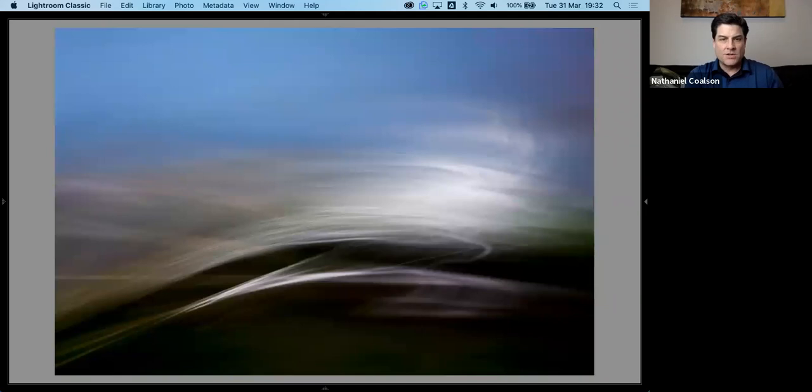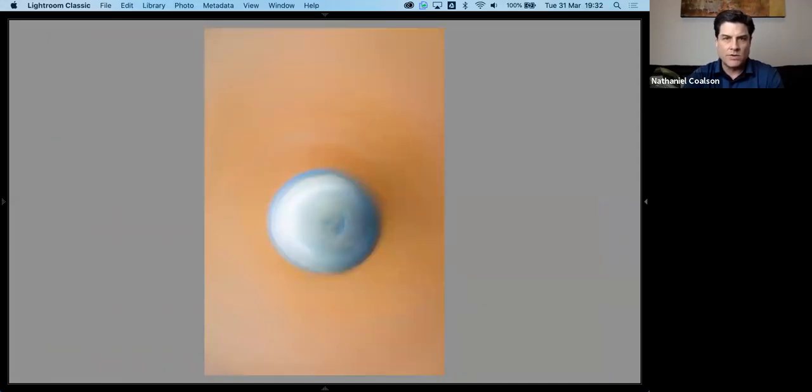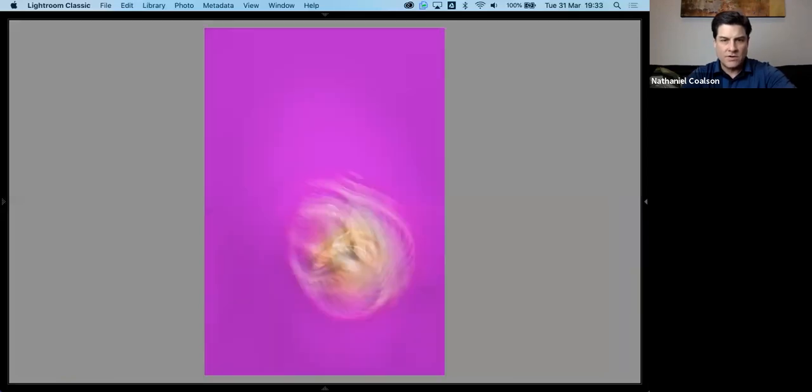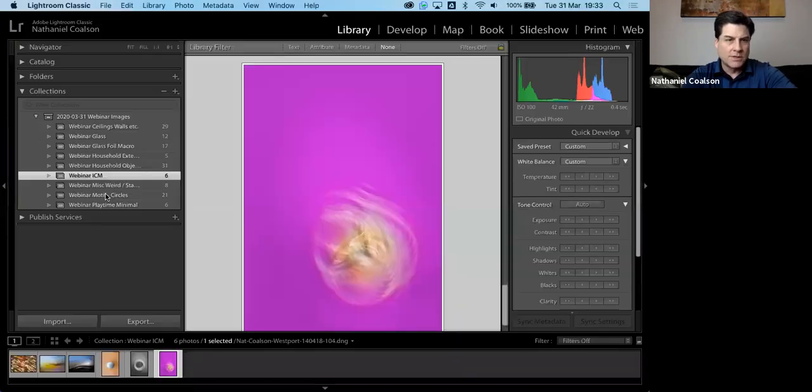This is also a wall with some curtains, intentional camera movement. So practicing ICM, if you like these kinds of pictures, this is certainly something you can do indoors. This is an ongoing series of intentional camera movement that I'm working on using doorknobs, right? So you get some really interesting different effects by moving the camera during the exposure.